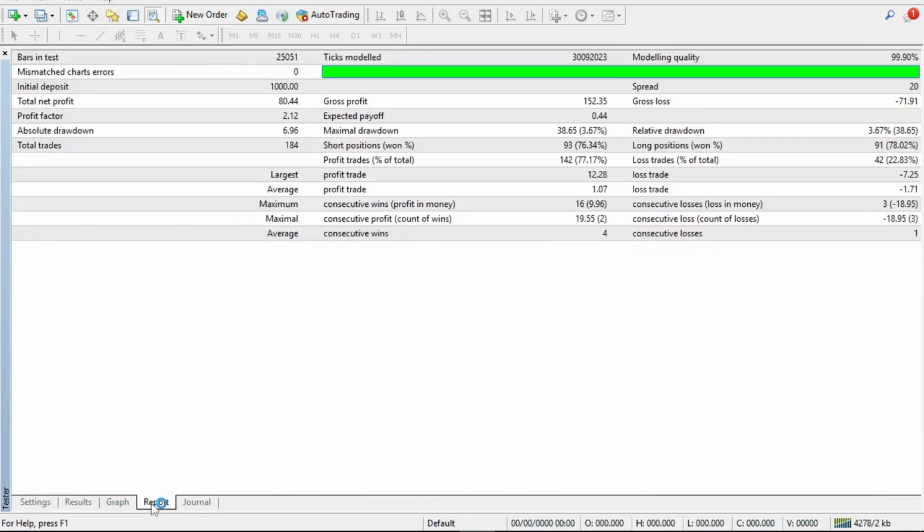The backtest results are like this. Total profit $80.44. Drawdown 3.67%. Consecutive wins 16 times. Consecutive losses 3 times. Total traded 184 transactions.